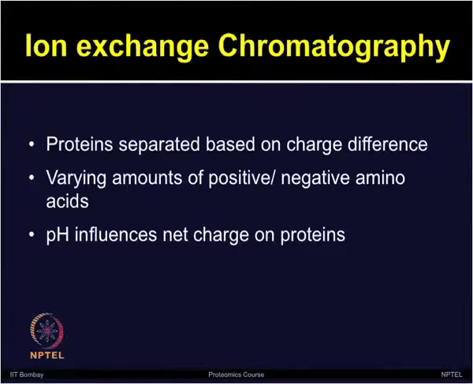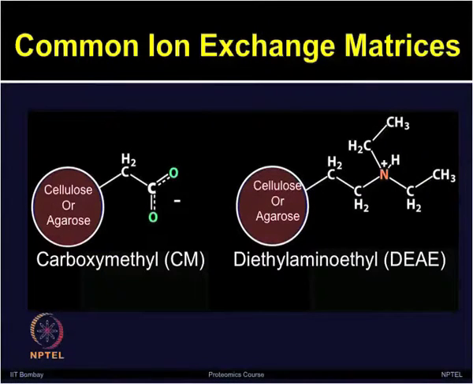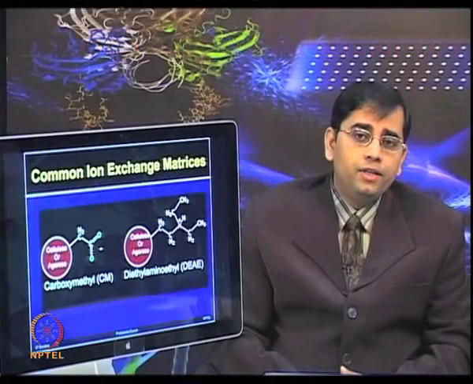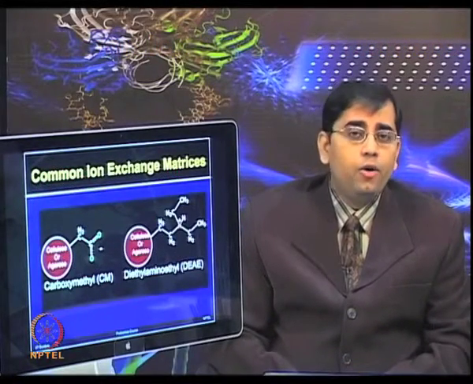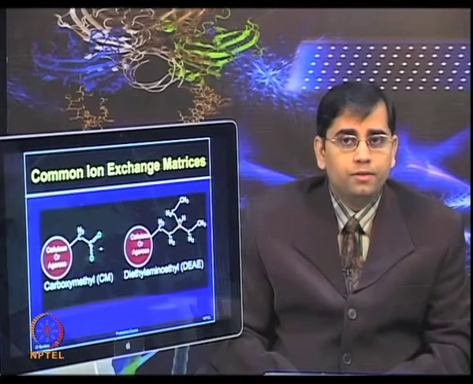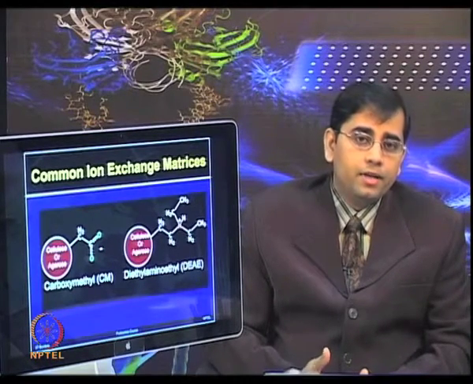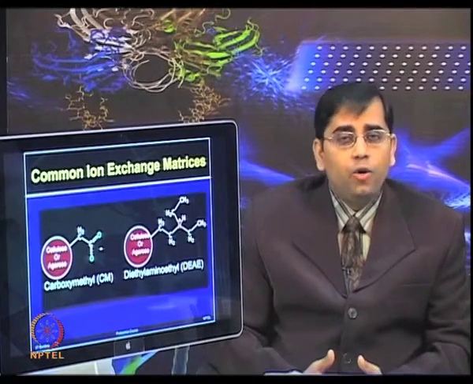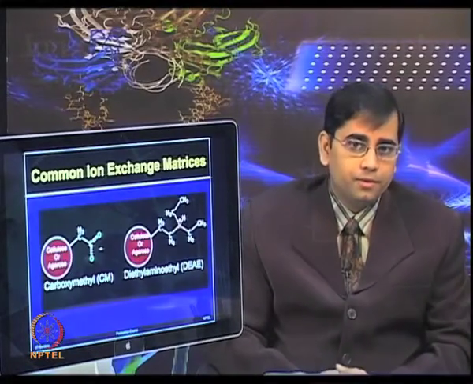By varying the amount of positive and negative amino acids, and even pH, one can influence the net charge on proteins. In this slide, some of the common ion exchange matrices are shown, like carboxymethyl (CM) and diethylaminoethyl (DEAE). When the desired protein is positively charged, cation exchange chromatography should be used. When the desired protein is negatively charged, anion exchange chromatography should be used.